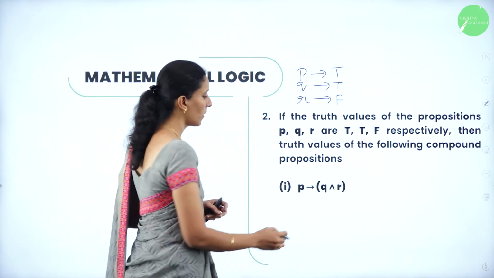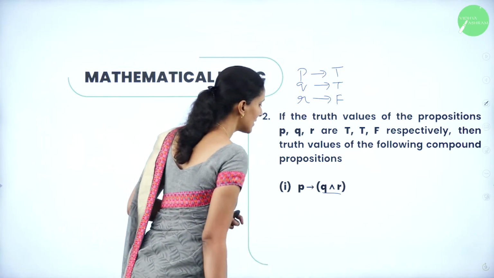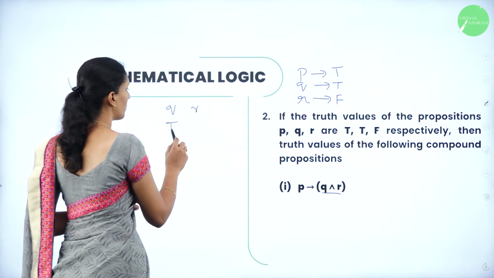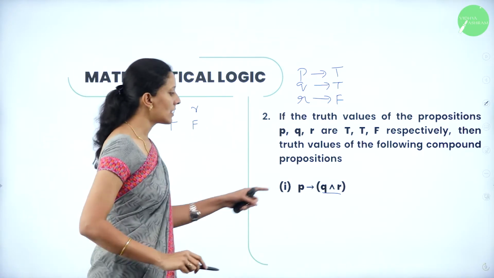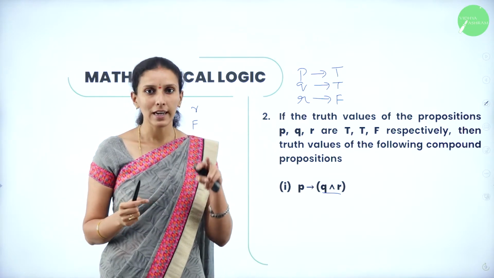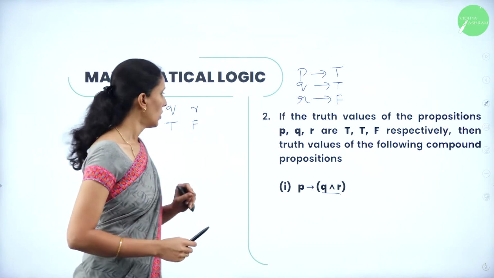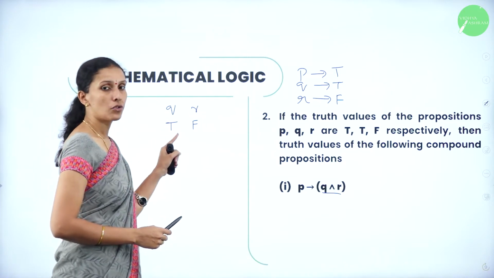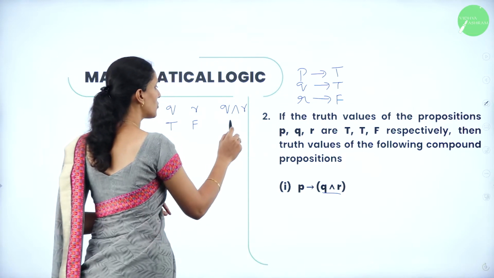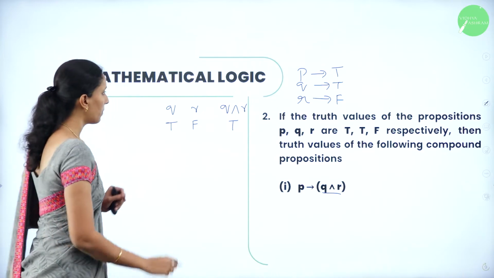Let's see now Q or R. So Q is true, R is false. This is the symbol for disjunction. Disjunction says if both the statements are false, then it is false. In all the other cases, it is true. So therefore, here we have true, false. Therefore, Q or R is true. So therefore, this is true now. Now we got P is true.